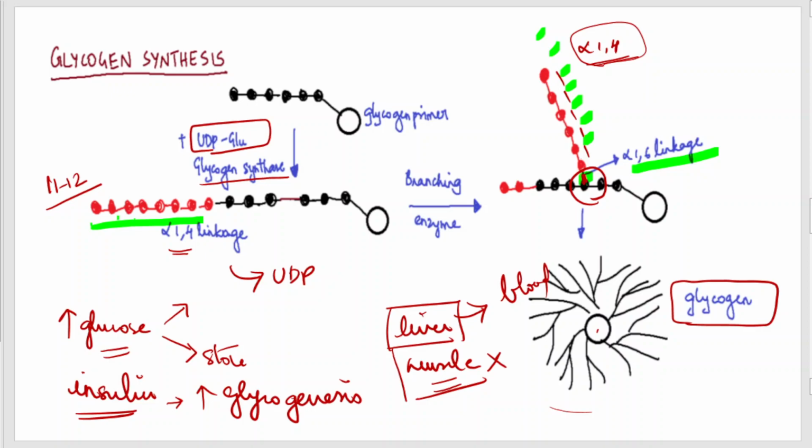Insulin stimulates, whereas glucagon, epinephrine and others will decrease glycogen synthesis. So this is about glycogen synthesis.